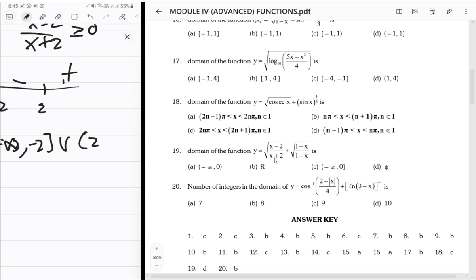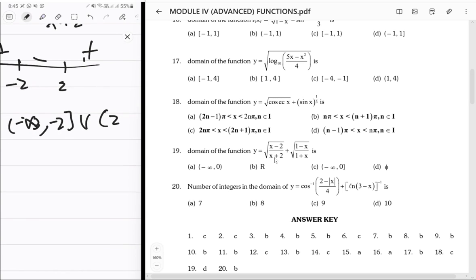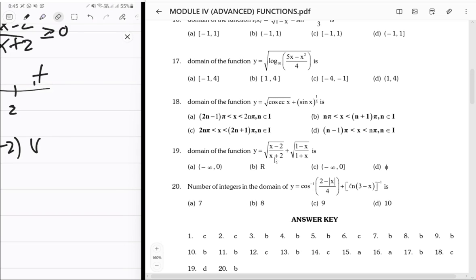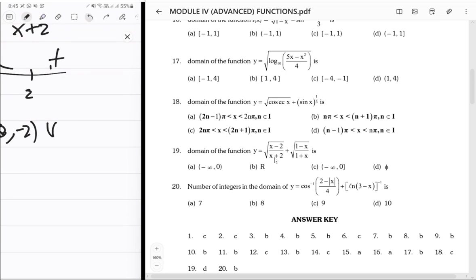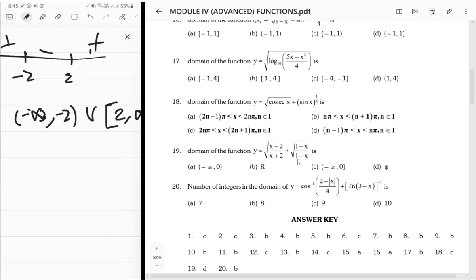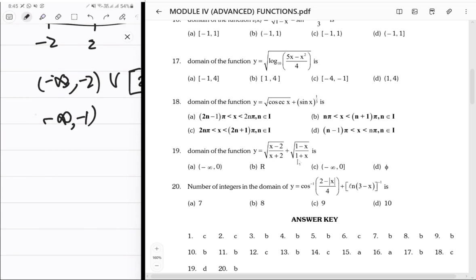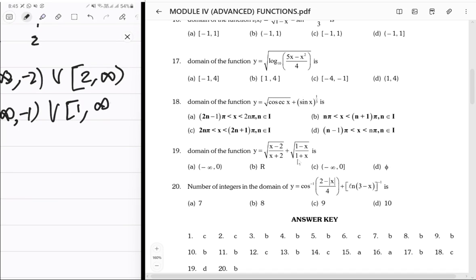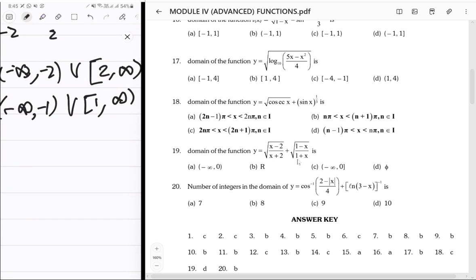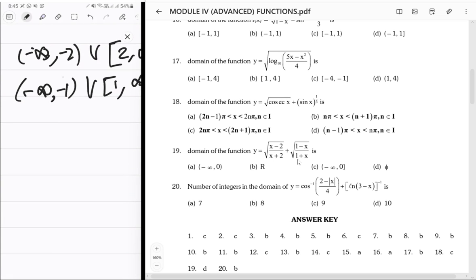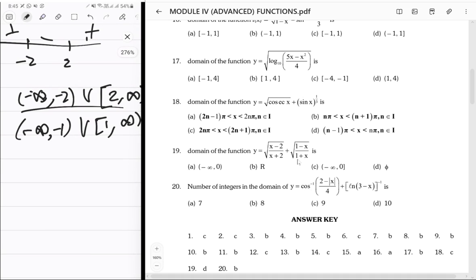Wait, something went wrong. Negative 2 is not inclusive because at negative 2 this goes to plus minus infinity, which doesn't make any sense. So union 2 is actually inclusive, because that makes it go to 0. And this other one is pretty much the same thing: negative infinity to negative 1 not inclusive, union 1 to infinity. Just take the intersection of these two. That's when this will be defined. Negative 2 to 2's range is bigger, so of course this is the intersection. Makes sense.